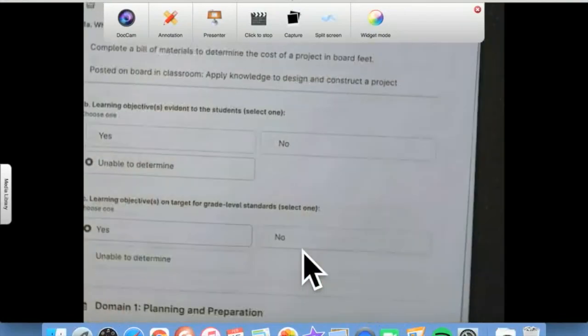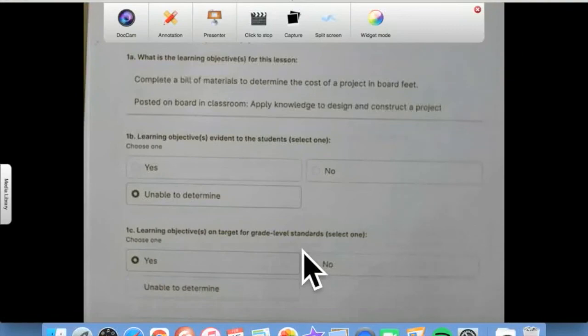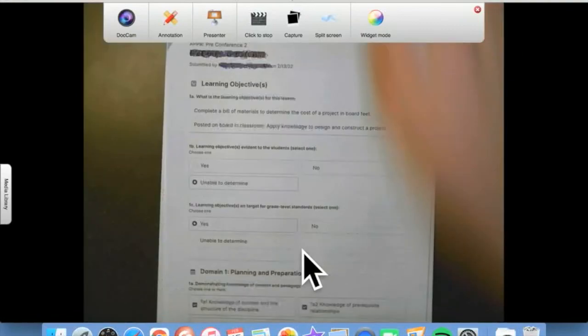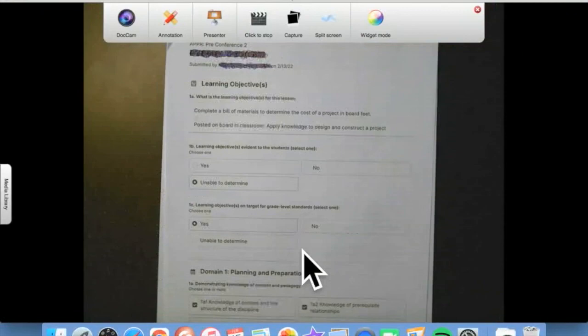Okay, so this was all from the pre-conference. These are the things that were talked about with my administrator. So there's a good amount of discussion that's done on these sorts of things. And it's just a cool way of doing everything. So that's where we're at.